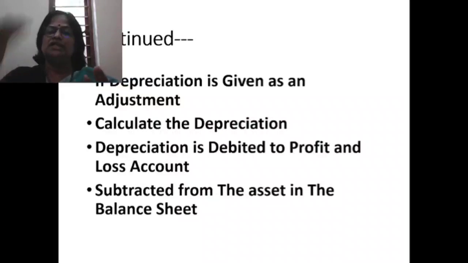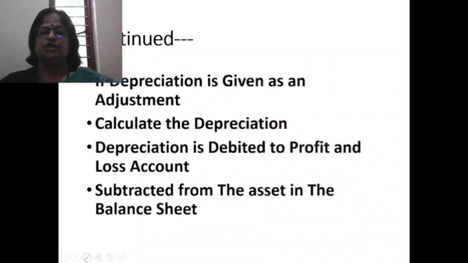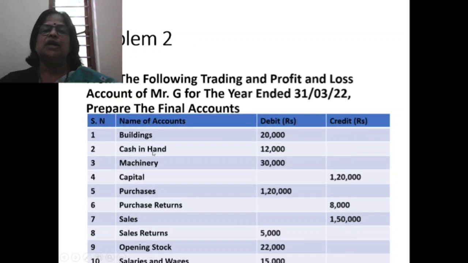If it's appearing in the trial balance, then there is only one adjustment, taken only to the profit and loss account. Since it's appearing outside the trial balance, two adjustments are there. The calculated value of depreciation is debited to the profit and loss account. Second, in the balance sheet, it will be subtracted from the asset value. So, two adjustments.